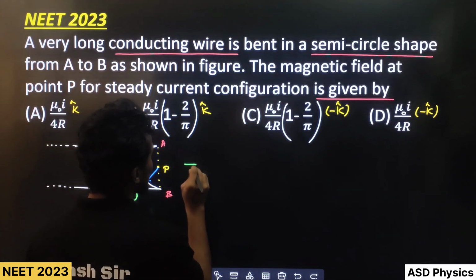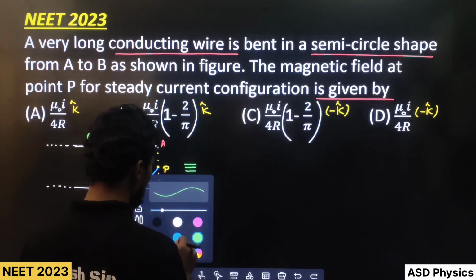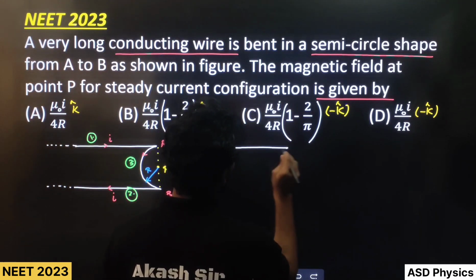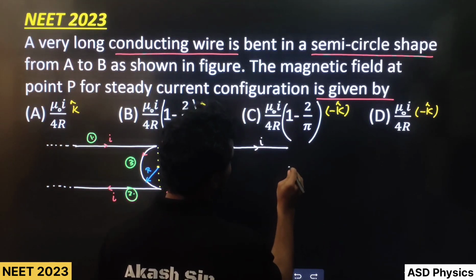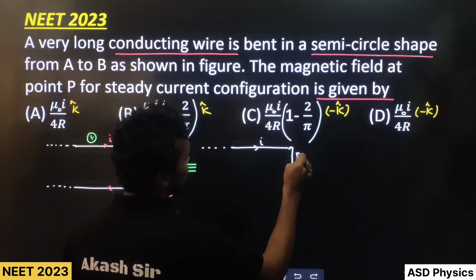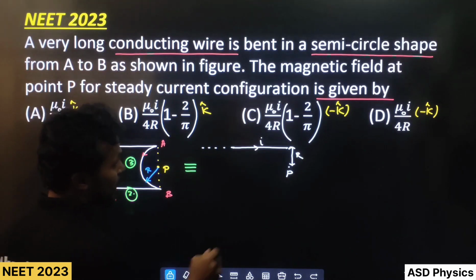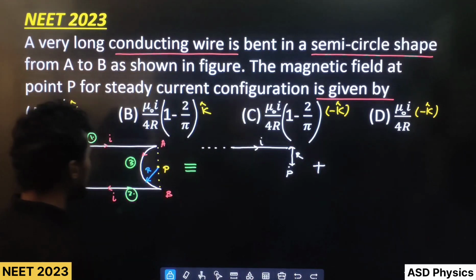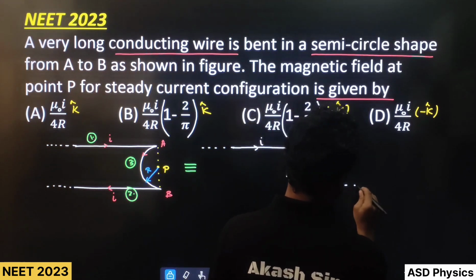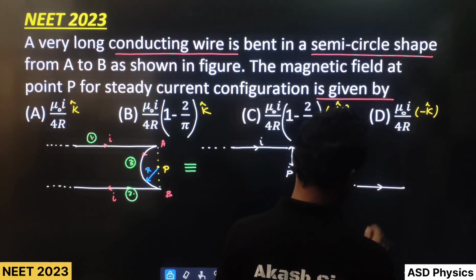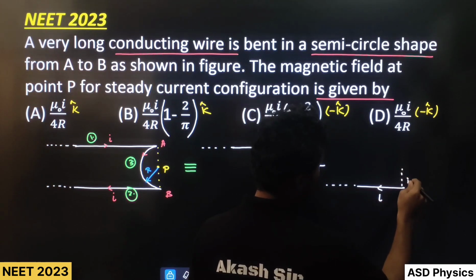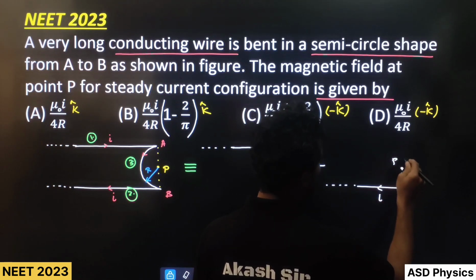Okay, so here this can be broken into 3 parts. This is one part. Now current is going in this direction and here point P is there, and this distance we know is R. After that, the second part: again you can see like this. Here again the current is going in the reverse direction, and again this distance is R, and here point P is there.